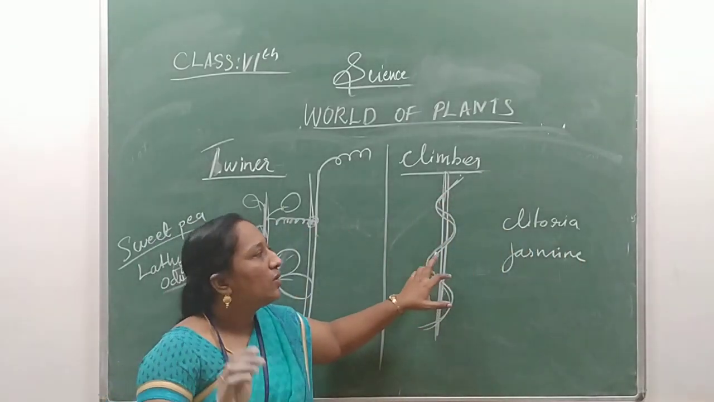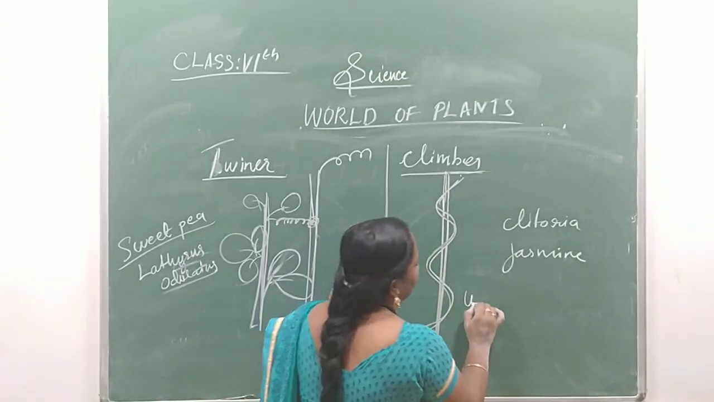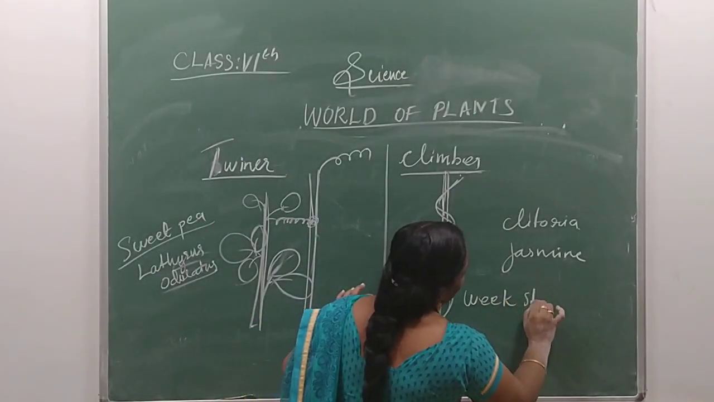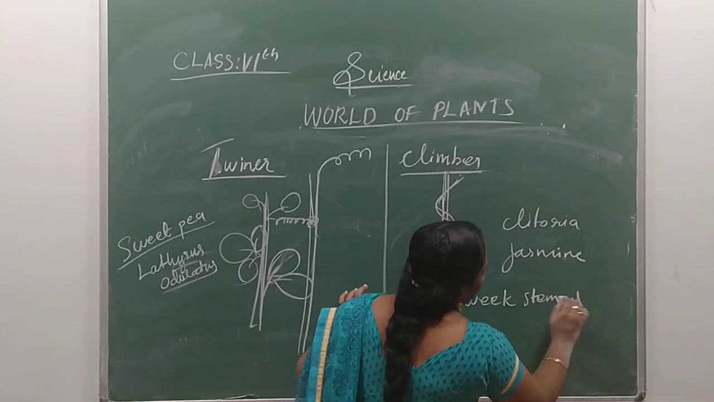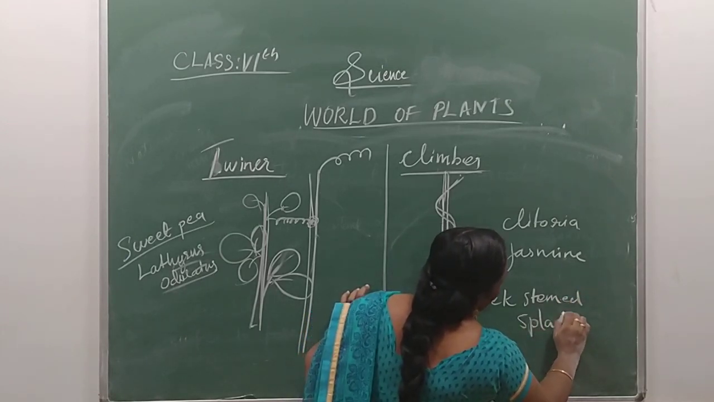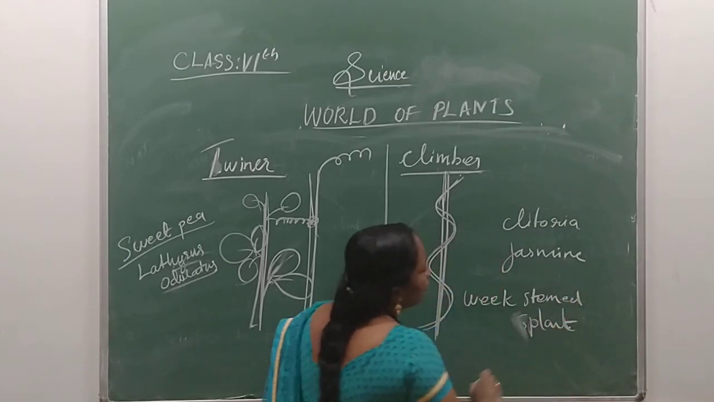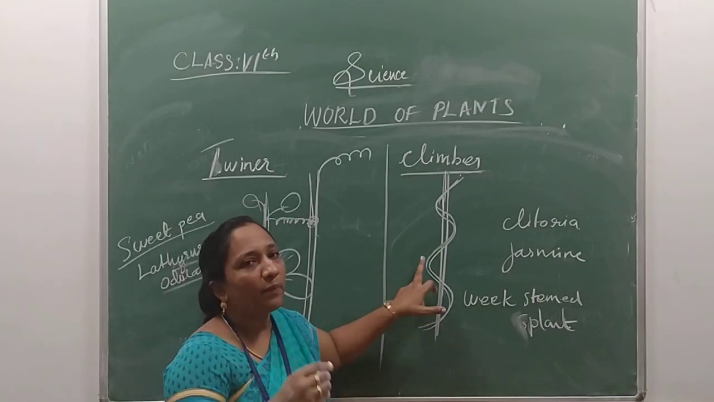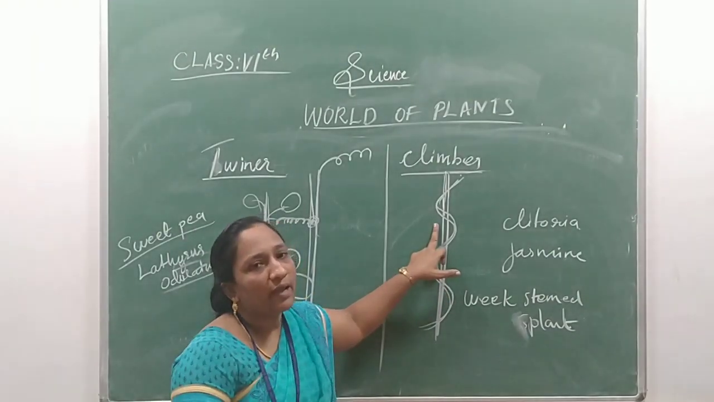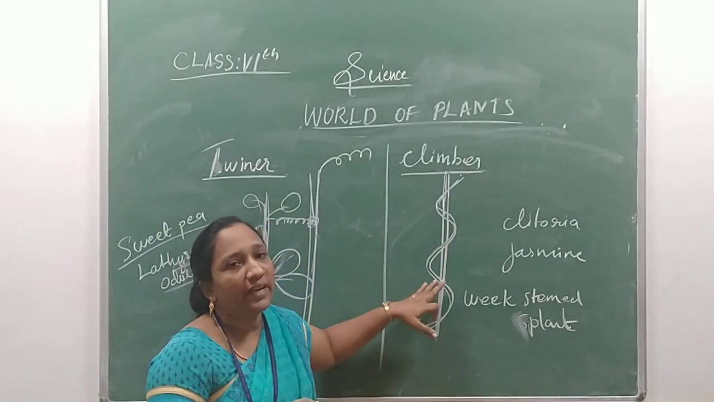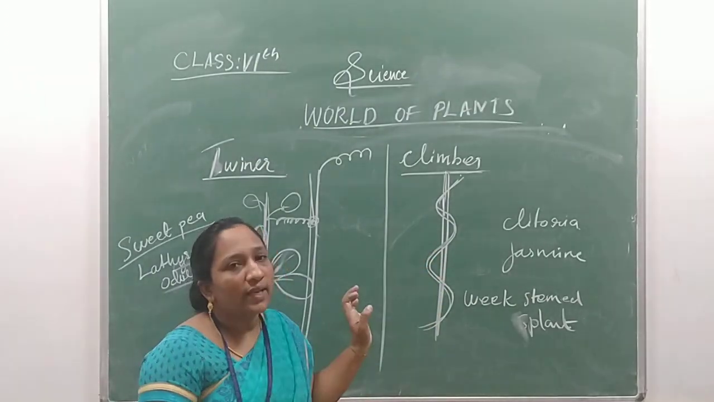So what is climber? Weak stemmed plant. So the entire stem itself will round around the nearby stalk or something else and it grows. So this is called as climber.